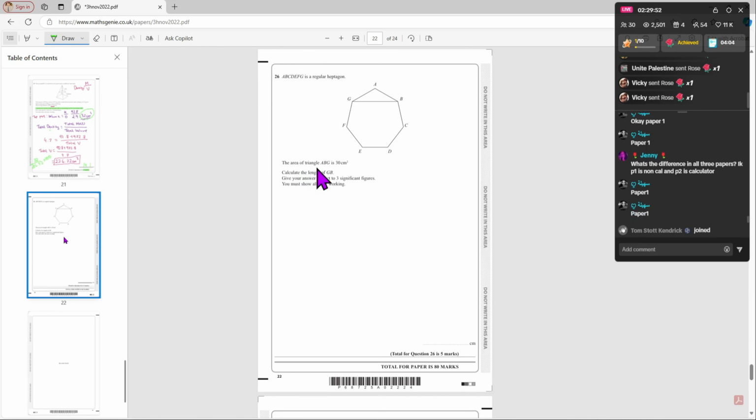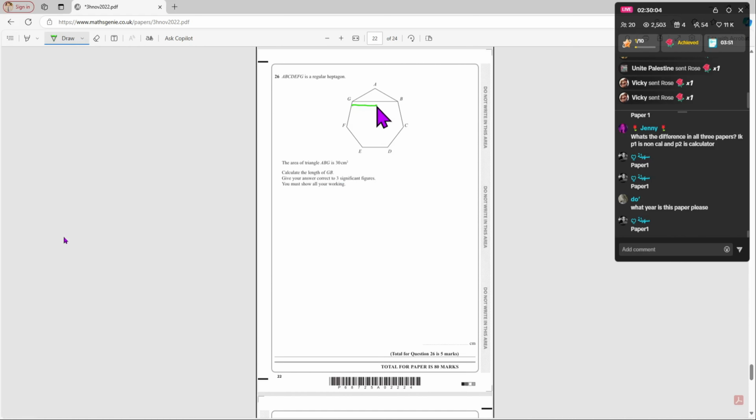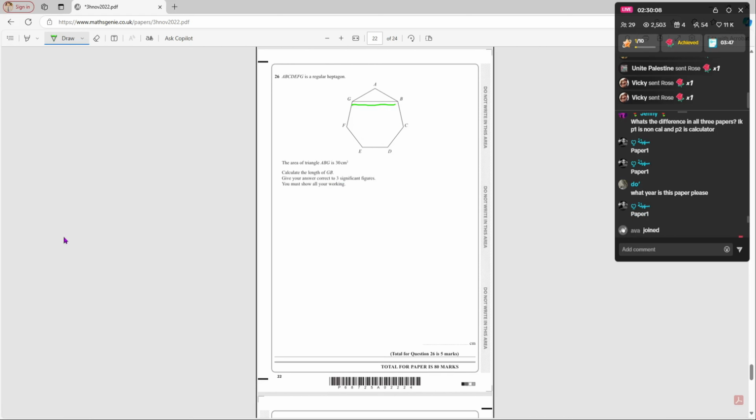So it says the area of the triangle ABG is equal to 30 centimeter squared. Calculate the length of GB. So this over here, we have to calculate this length over here, giving your answer correct to 3 significant figures.